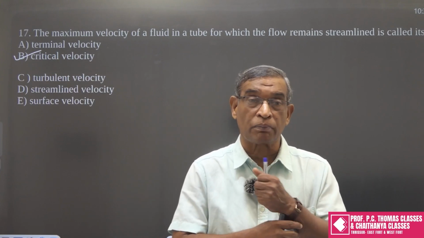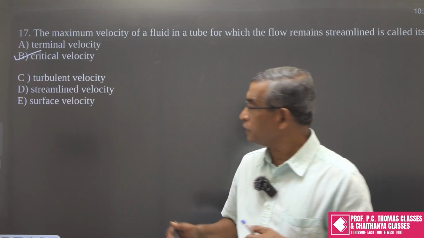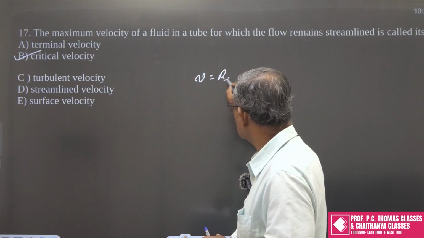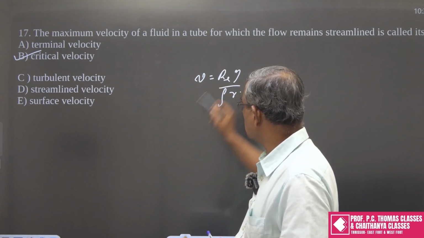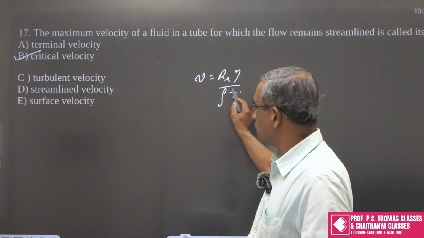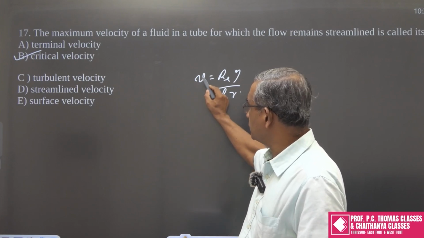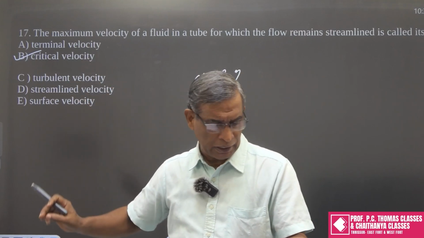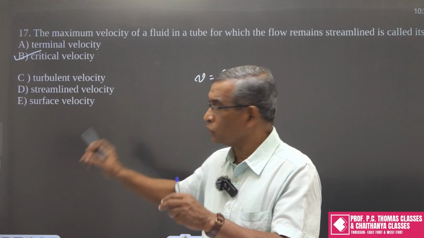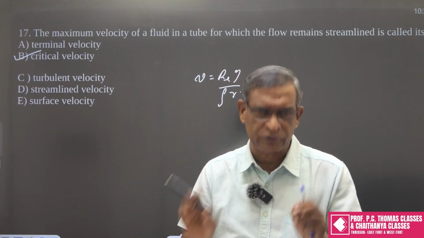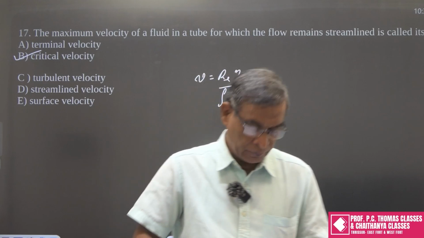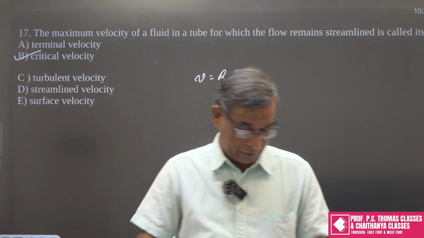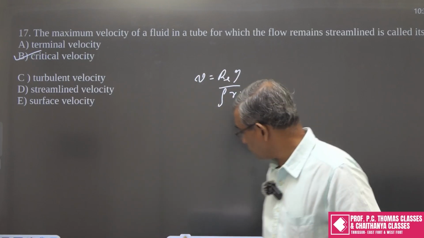With the Reynolds number concept, you know the critical speed. This is the expression: Reynolds number, coefficient of viscosity, density, radius of the tube, with the critical speed formula. But here they are asking only the name of that velocity, called critical velocity. Below which there will be streamline flow, above which there will be turbulent flow. Come to our next question.